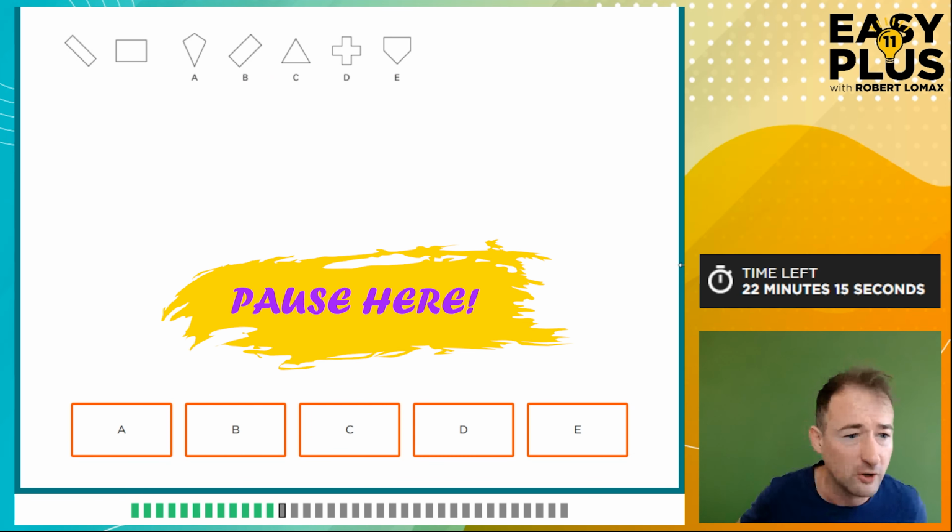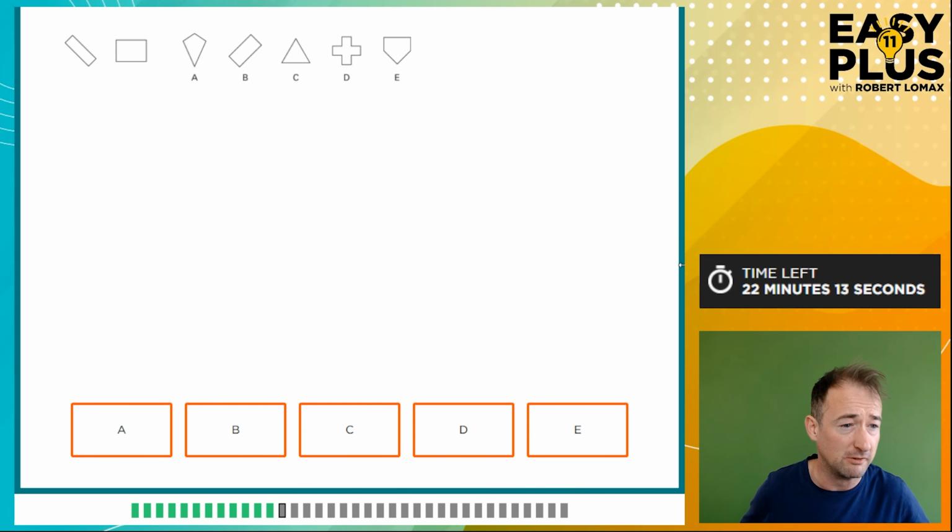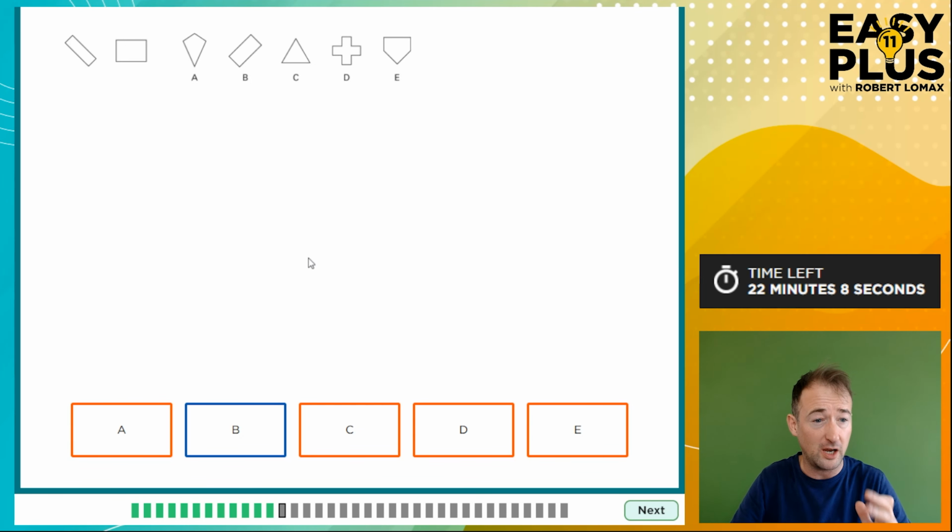Right, so we've got rectangles, and B is a rectangle. Nice and straightforward. Careful, not just quadrilaterals, four-sided shapes, because A is also a quadrilateral. It's more specific, these are rectangles.